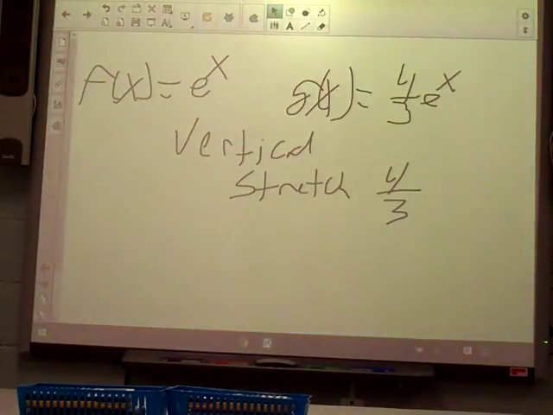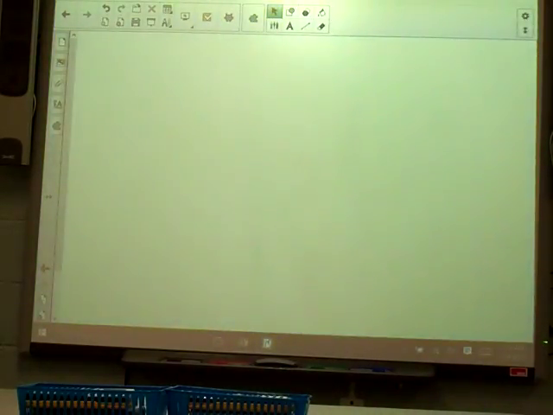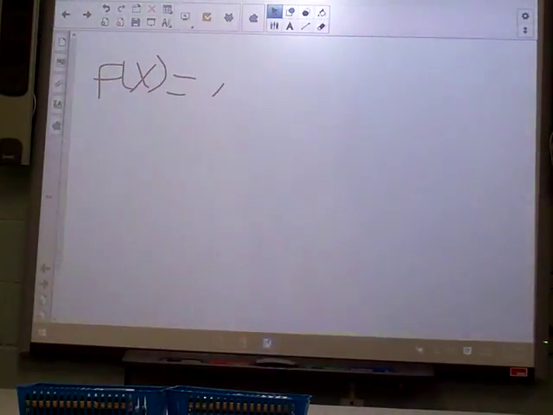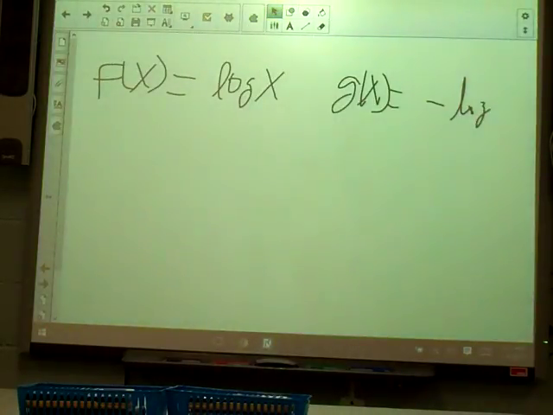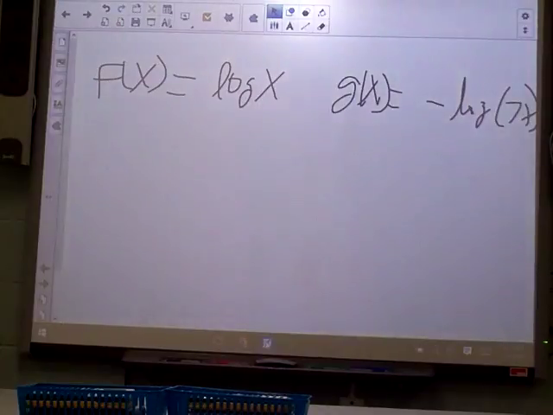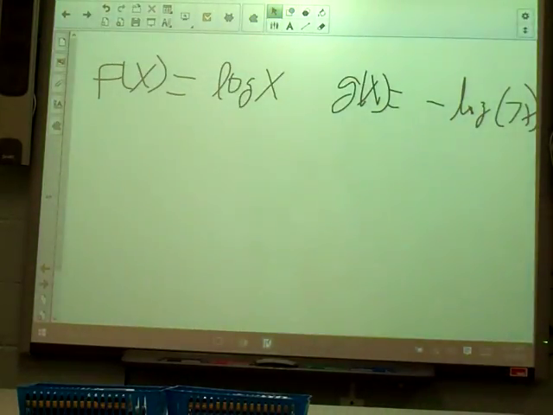Alright, how about something that's got a log in it? Let's use our log list. F of x is equal to the log of x. G of x is equal to negative log of 7x. Alright, so you got two things that are different in that. First thing I come to is the negative, right? Reflection. So that's going to deal with the reflection.